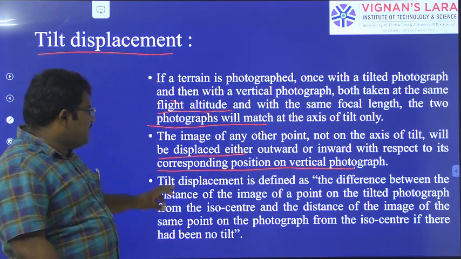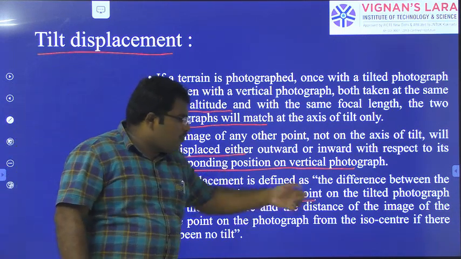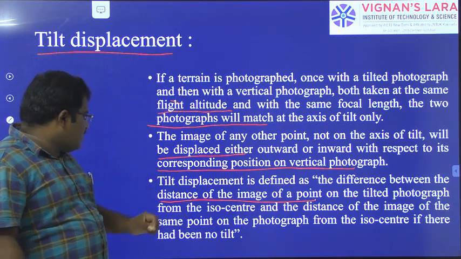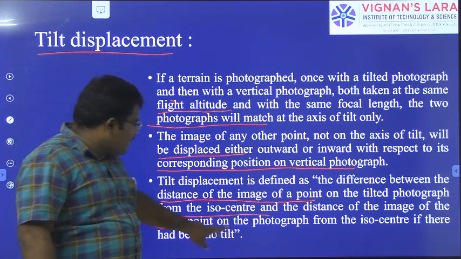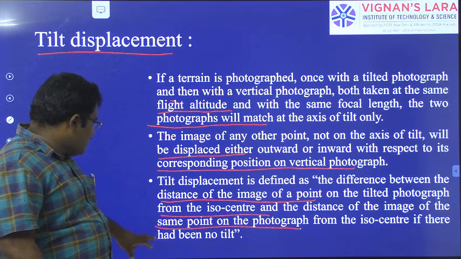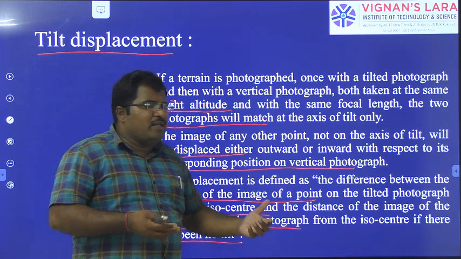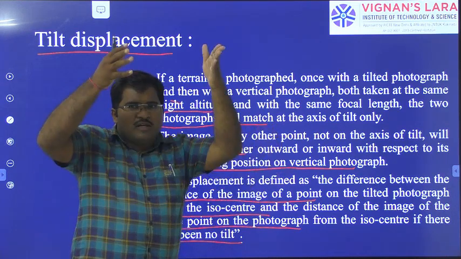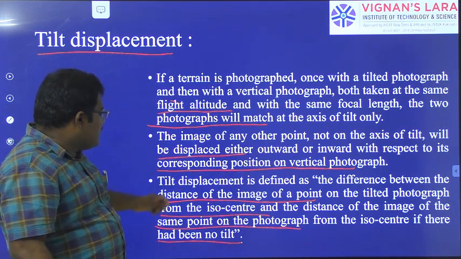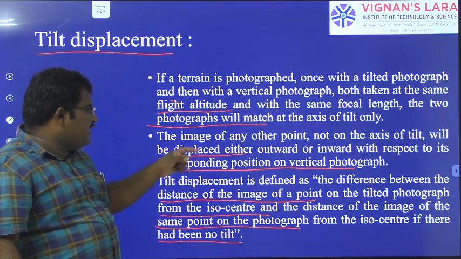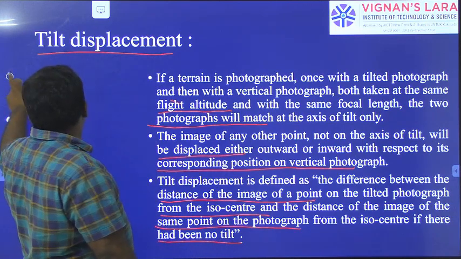Okay, so tilt displacement is defined as the difference between the distance of the image of a point on the tilted photograph from the isocenter and the distance of the image of the same point on the photograph from the isocenter if it had been taken with no tilt. That means the distance between points on the tilted photograph as well as without tilt. If you take two photographs, there the difference between the distance of the image of a point on the tilted photograph from the isocenter and the same point from the same thing. You can see the next diagram.